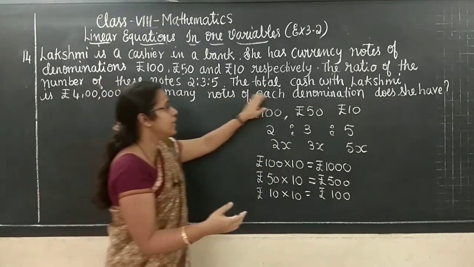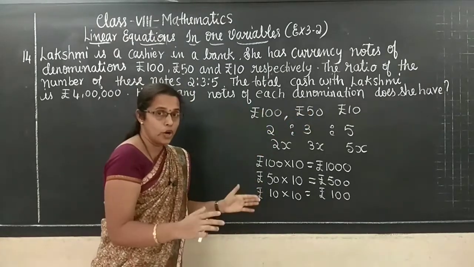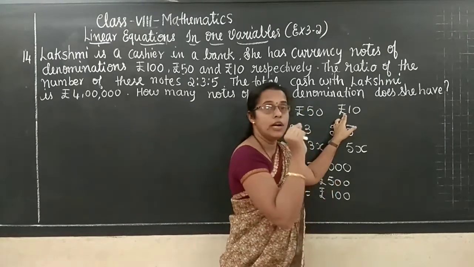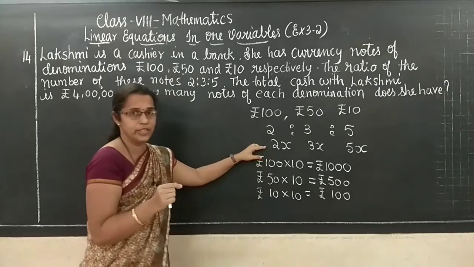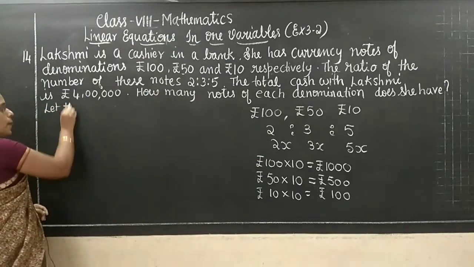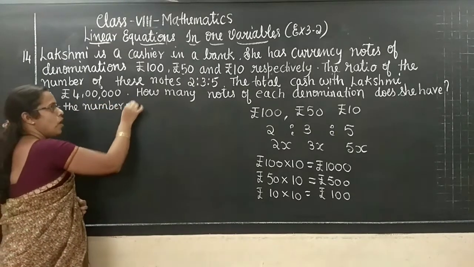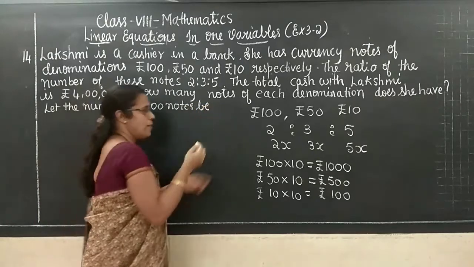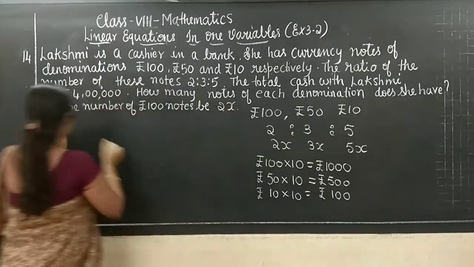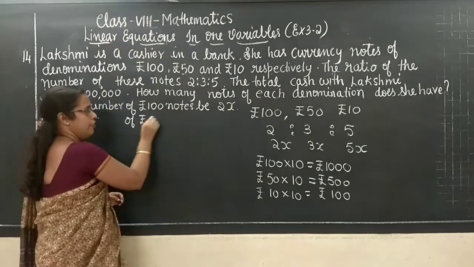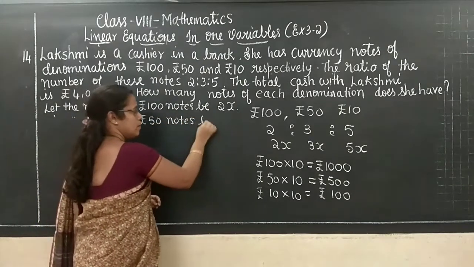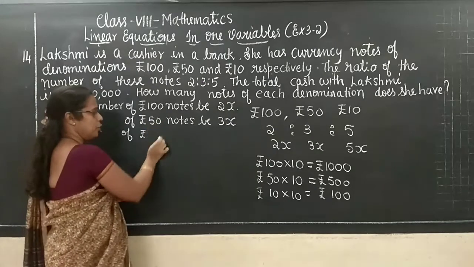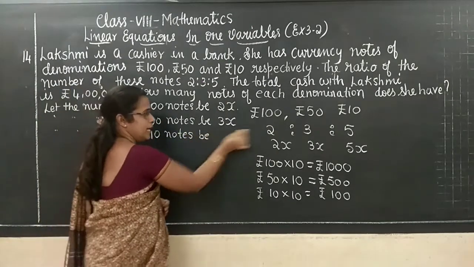Let the number of 100 rupee notes be 2x. Let the number of 50 rupee notes be 3x. Then let the number of 10 rupee notes be 5x.